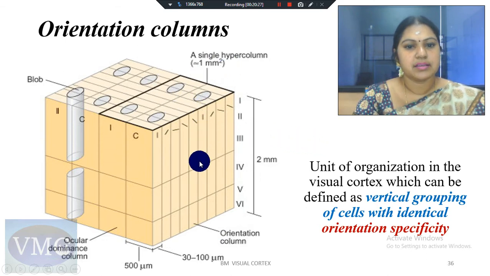Orientation columns means the cortical layers are divided vertically, depending upon the cells which are receiving particular orientation information of the light path. So it is a unit of organization of the visual cortex which can be defined as a vertical grouping of cells with identical orientation specificity. Here also you can see the orientation columns. Here you can see the ipsilateral eye and the contralateral eye, left eye, right eye, left eye, right eye, like that. And here you can see the color blobs which are concerned with your color vision.